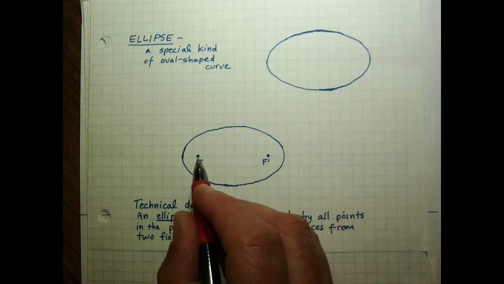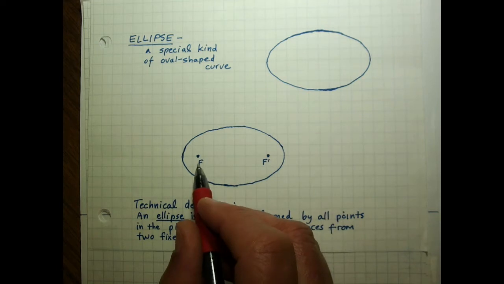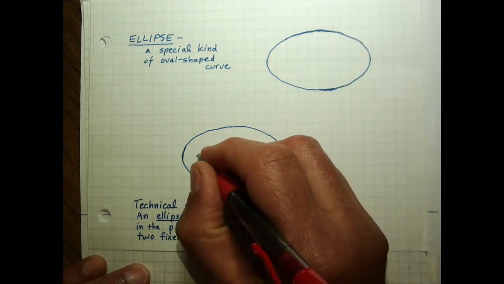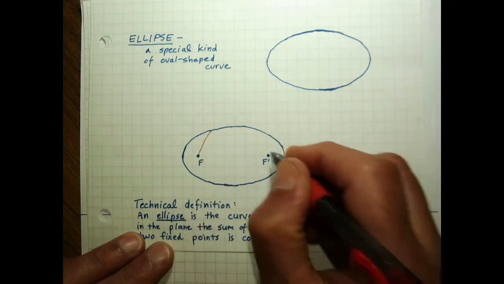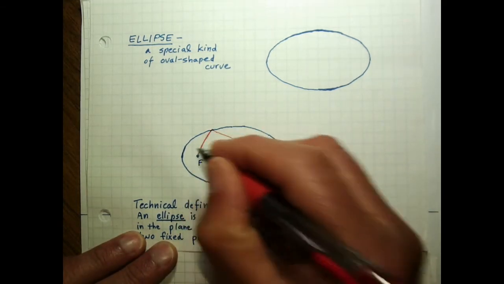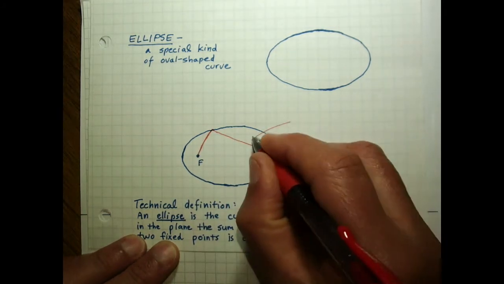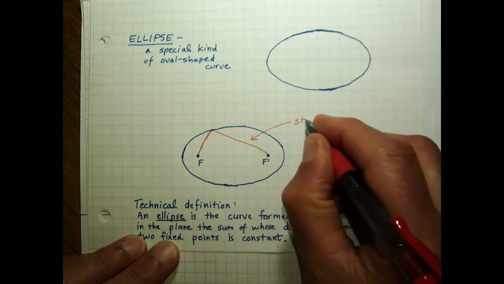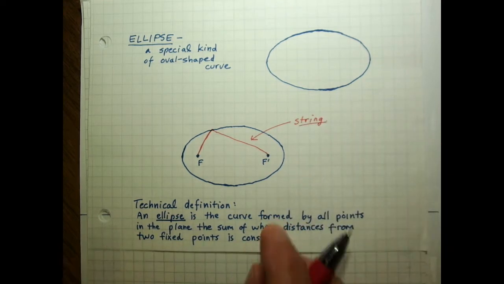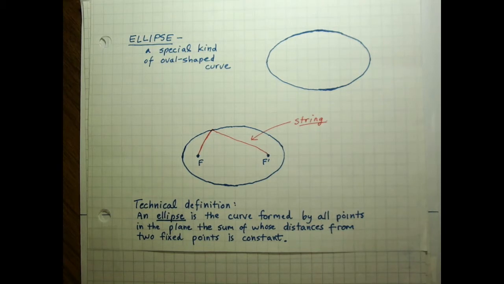string. The string was tacked down at 2 points that I've labeled here, F and F prime, and then I'm just going to draw in red what I would call the piece of string stretched out. And so you have to watch one of those videos of someone drawing an ellipse to get this point of where the string comes from.